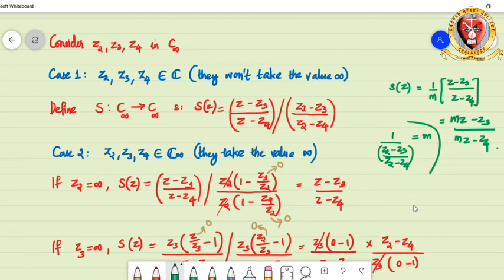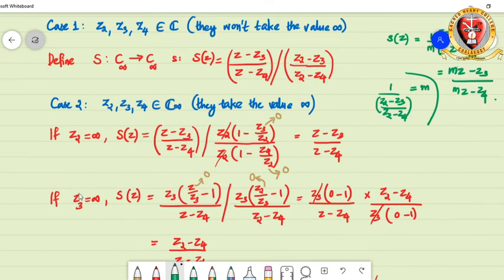For a better understanding, if z2 happens to be infinity, just take this z2 out from both sides like we did earlier and then cancel the z2 out. It is not 0, right? So in the braces you have 1 minus z3 divided by z2, and this z3 divided by z2 will tend to 0 as z2 is tending to infinity. Same here. So what you'll end up with is, whenever z2 is equal to infinity, the corresponding S of z we have to define as z minus z3 divided by z minus z4, right?